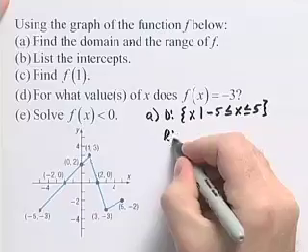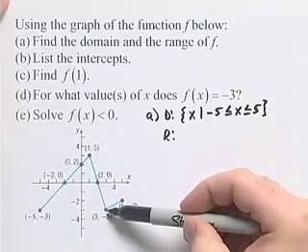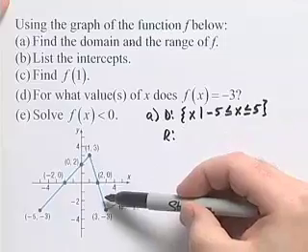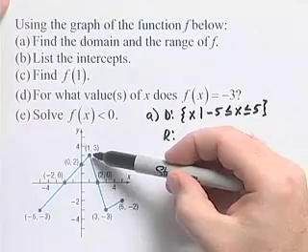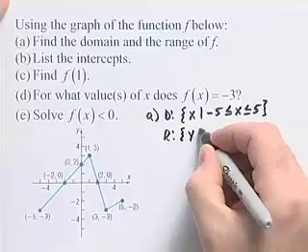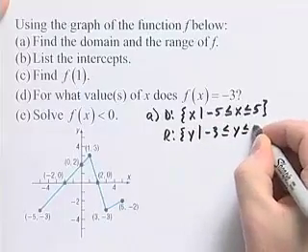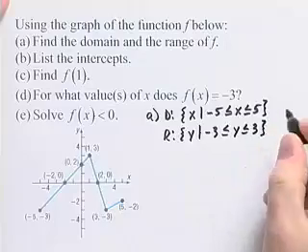For the range, we're looking at the set of y values. Again, we see that the smallest y value we'll use is -3. The graph is continuous, and the largest value we'll use is +3. So our range is the set of y values such that -3 is less than or equal to y, is less than or equal to 3.